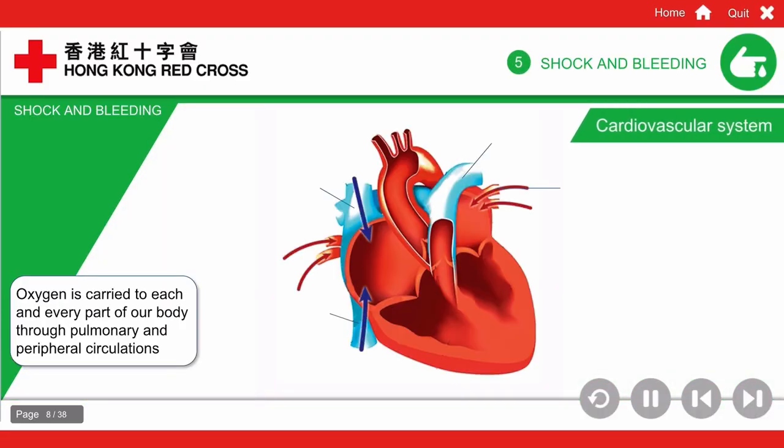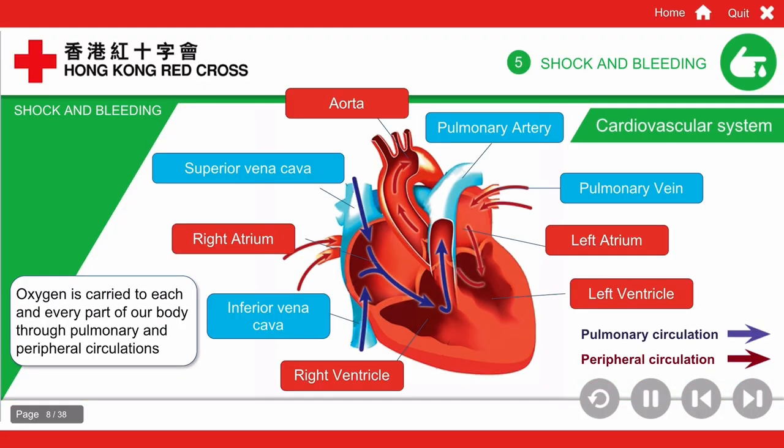Blood circulation can be divided into two parts. They are pulmonary circulation and peripheral circulation. Oxygen is carried to each and every part of our body through pulmonary and peripheral circulations.